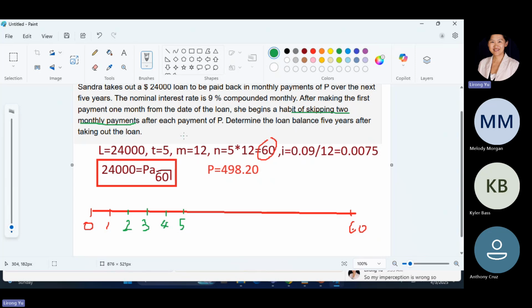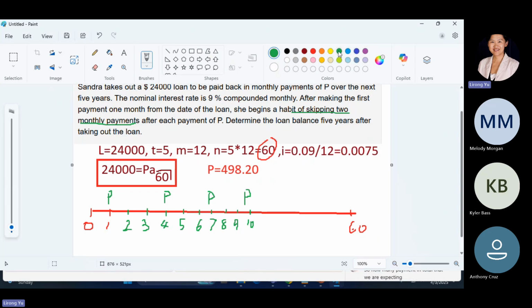So she didn't pay at 2 and 3, she paid at 4. So she will pay the amount P and then skip 2, and then there's 4. Then they're skipping 5 and 6, and then we move on to 7. I'm trying to identify the pattern. There's another payment at 7, and then 8 and 9 will be skipped, and there's a 10, and there's another payment, right? So how many payments in total are we expecting?